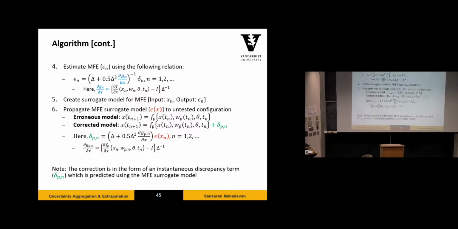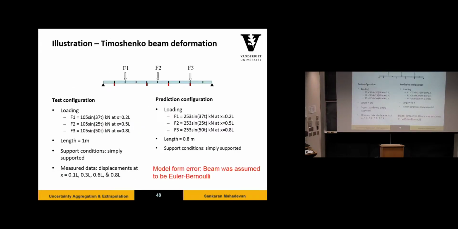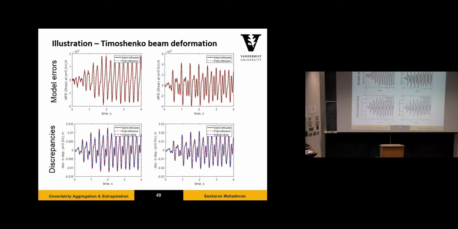This is a semi-intrusive approach where I use a second order Taylor series approximation to achieve the model form error calculation. For example, this is a Timoshenko beam, but I'm assuming it as an Euler-Bernoulli beam, so obviously there is a model form error. And the test is done at different lengths and with different loads. Prediction is at different loads and different lengths and so on. And I find that with this approach, if I do fully intrusive versus semi-intrusive, it seems to give an excellent result for this, of course, fairly simple problem.